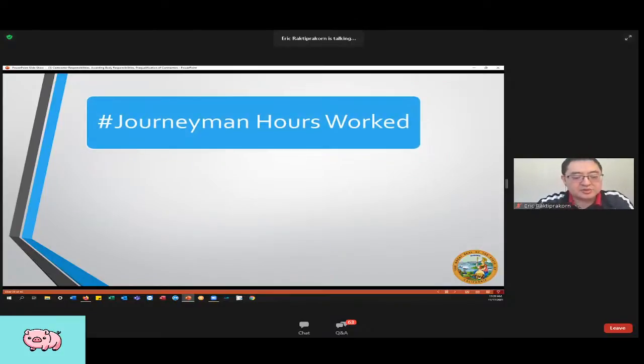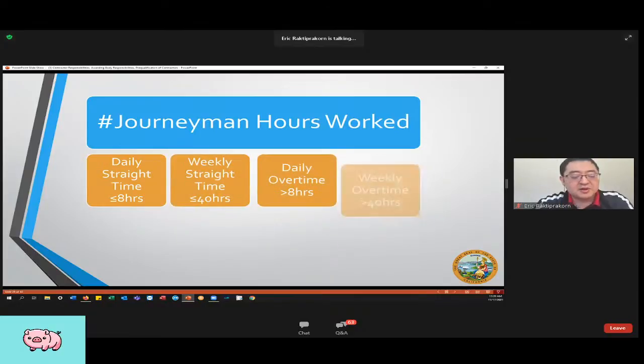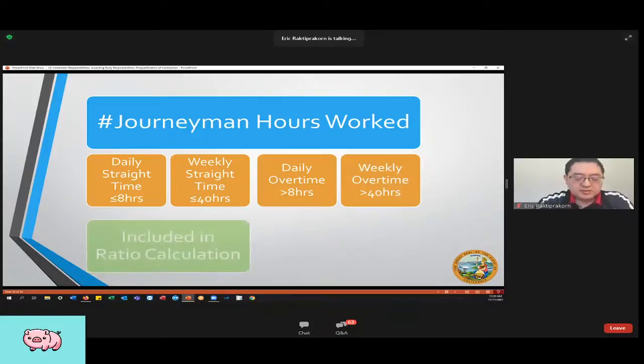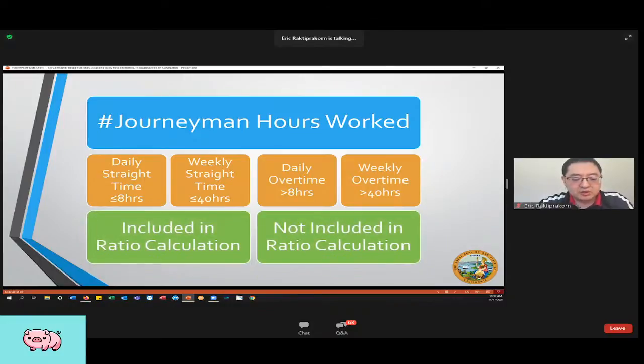So here we have a visual. This next diagram will help you visualize how the minimum ratio is calculated when it comes to journeyman hours. Basically, daily straight time less than or equal to 8 hours and weekly straight time less than or equal to 40 hours. That's all included in the ratio calculation for journeyman hours worked. Daily overtime and weekly overtime for hours exceeding 8 hours or 40 hours respectively are not included in that calculation.